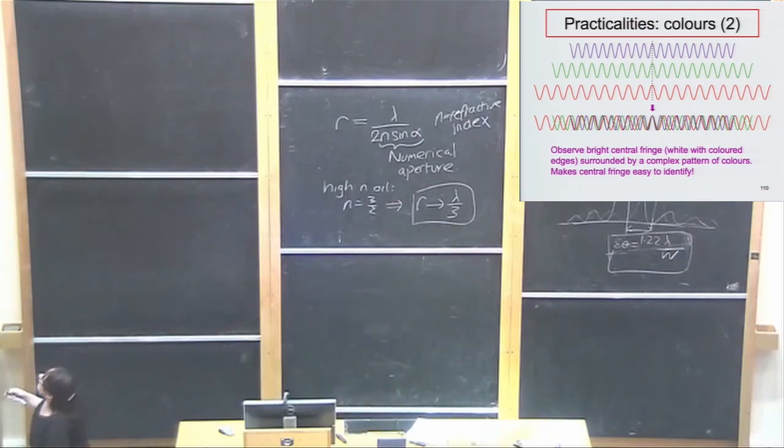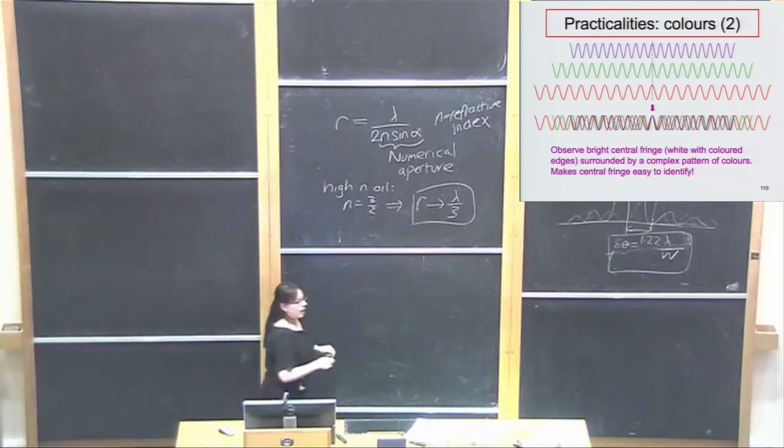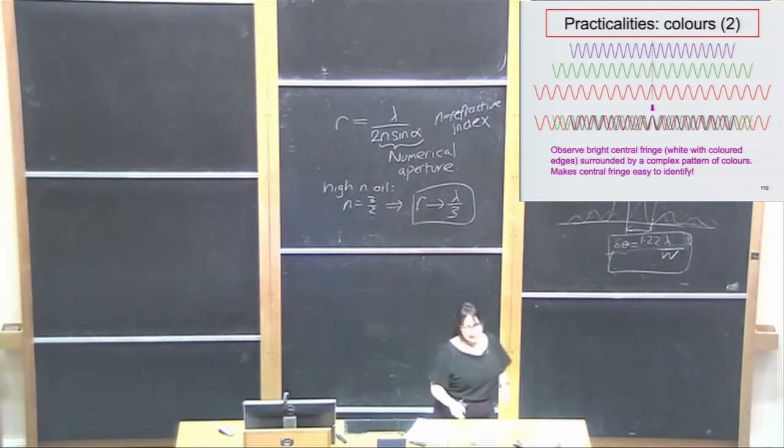So here we are, let's say our white light is composed of these three colours. Here's my red fringes with the widest separation, the blue with smaller, and what you see is this bright white central fringe, this other complex pattern of colours, and I said that it is the intensities that add.